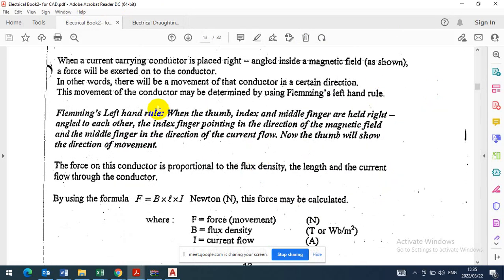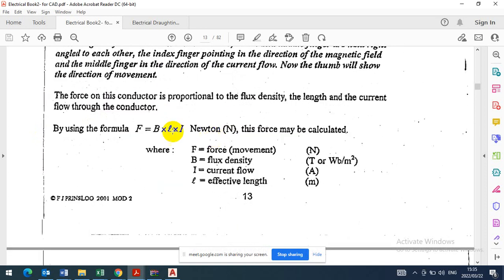So back to Fleming's, you need to be able to state it. In theory, they'll ask you to state Fleming's left-hand rule. And then there's a formula that you need to learn. This formula talks about the force on the motor shaft, which is the force that's going to push the motor up and down. How do you get the amount of force on the motor? You use the flux density, B. It's the amount of magnetic flux times the length of the wire in which the current is flowing, times the current flow. So these three determine the force on the rotor of the motor.